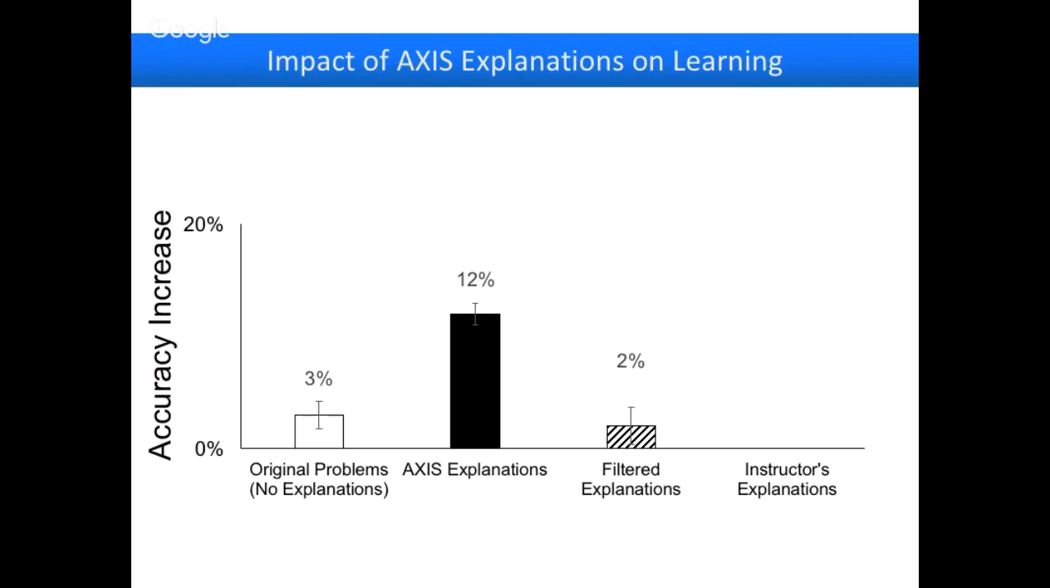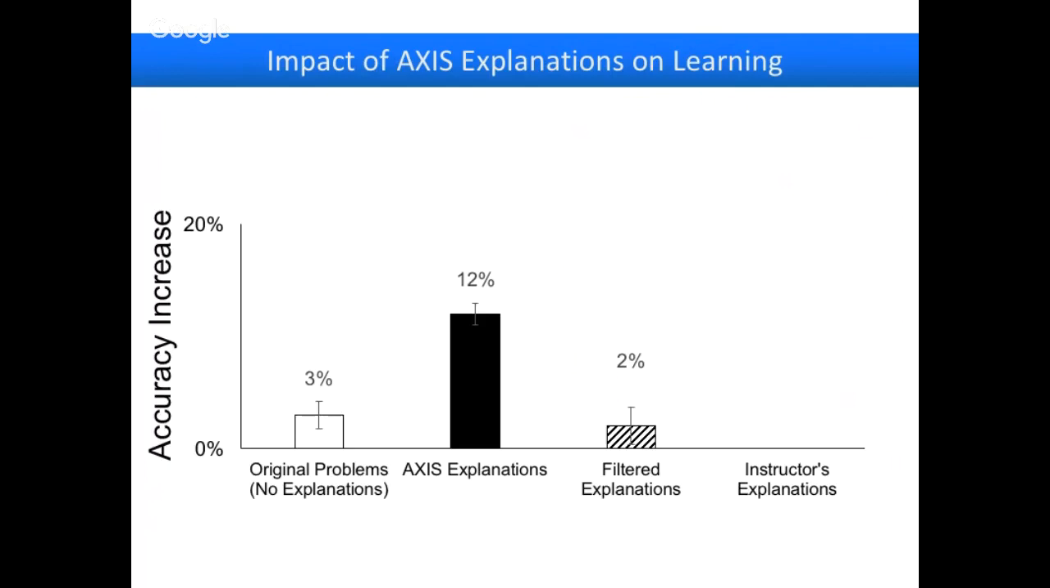So that's why we had these filtered explanations. So these are explanations that Axis gave low probability to. And what you can see is that getting one of these explanations doesn't help learning any more than getting nothing at all. It's like you got nothing. So it's not the case that any explanation helps.